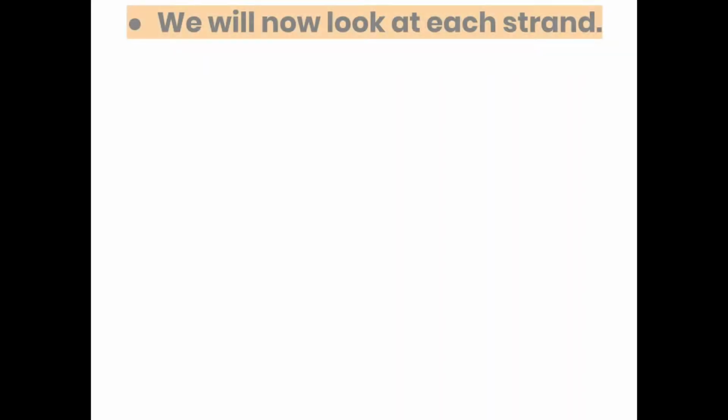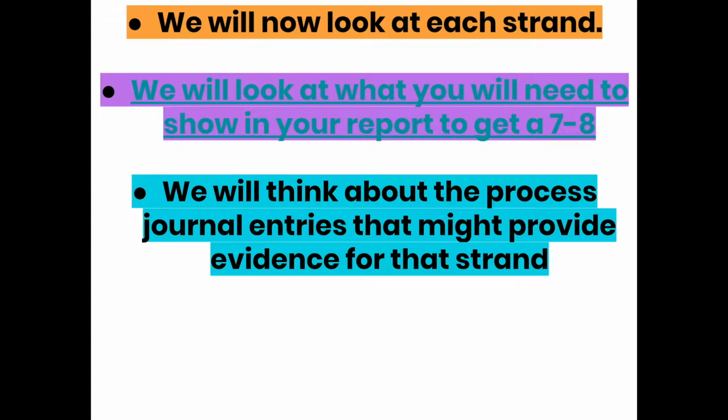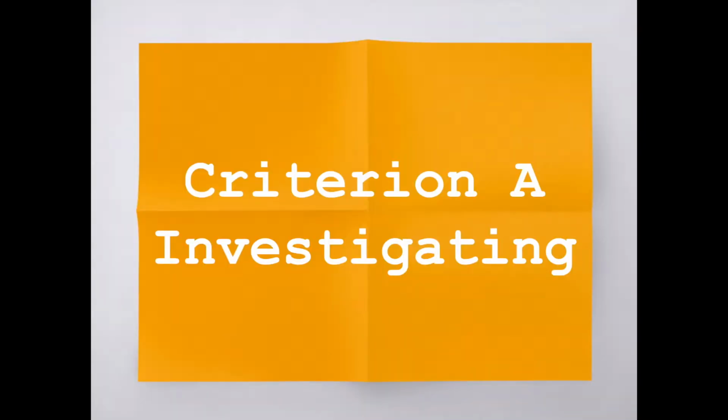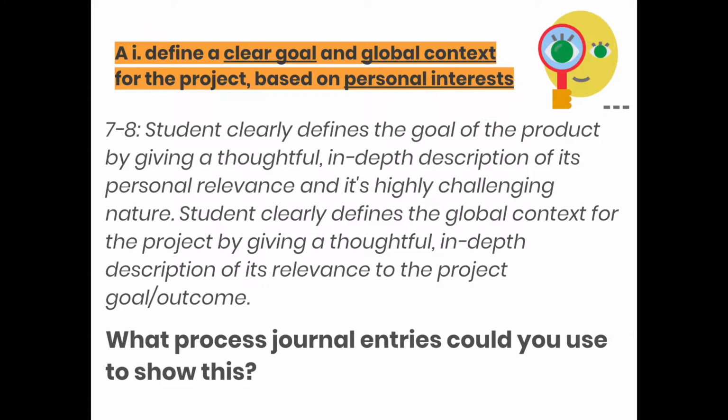So, what we're going to do now, we will look at each strand. I will tell you kind of what they're looking for to get a 7 or 8 for each strand. And we're going to think about the process journal entries that might be evidence for that strand. So we're going to start with Criterion A right at the beginning, investigating. The first strand is to find a clear goal and global context for the project based on personal interests.